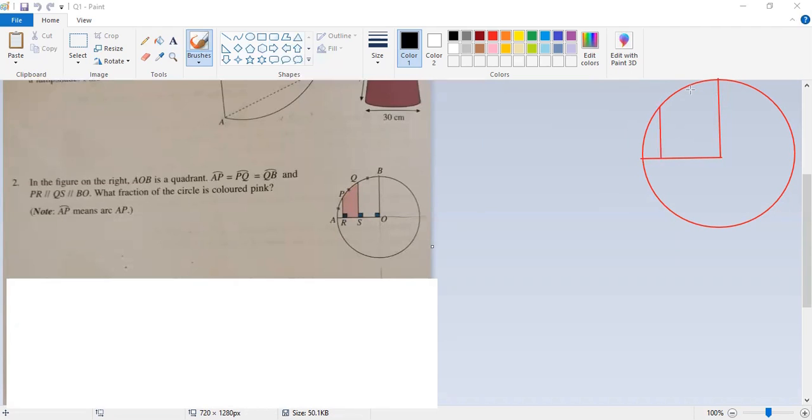We'll put these two lines like this and like that. No worries. Okay, pardon me for redrawing it to make it more clear. This is O, this is B, this is A, R and S, both are 90 degrees here. These three things are equal length, then P and Q.